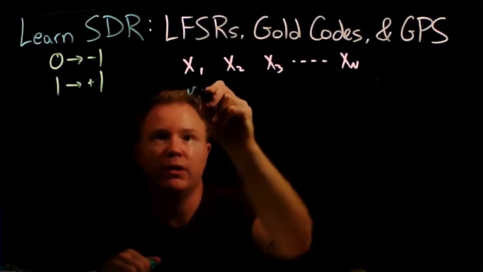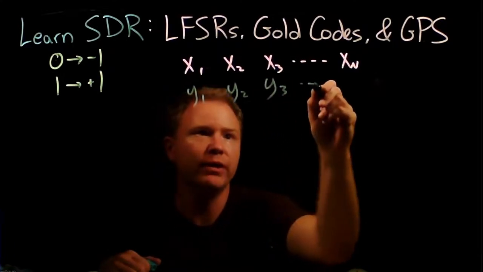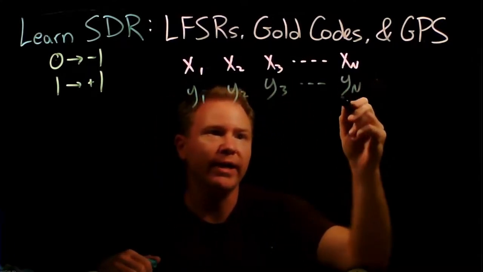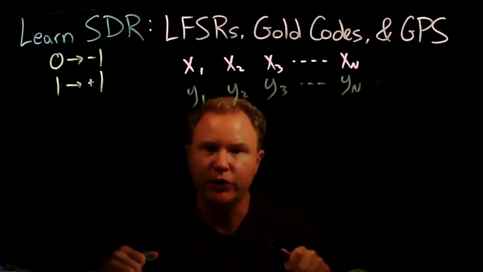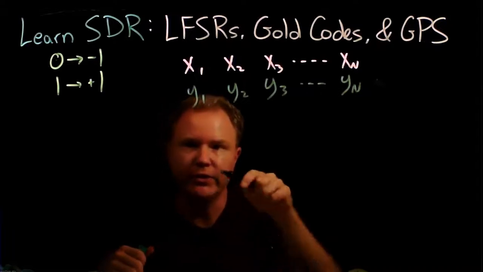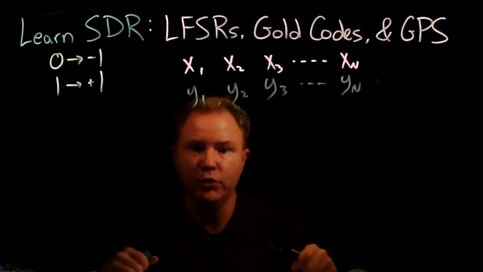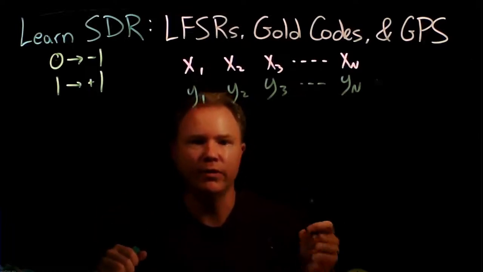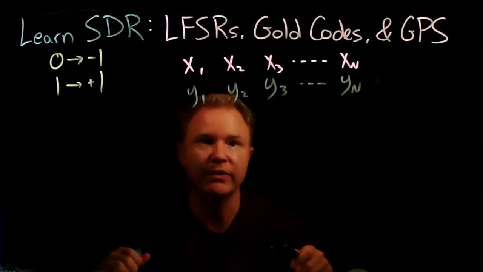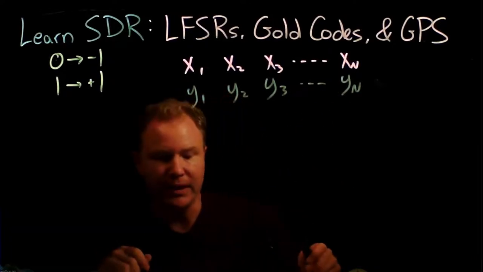And you have Y1, Y2, Y3, all the way up to Yn. And for us, n is always going to be the number of items in the sequence. So we had a 3-bit register. That means that there were 2 to the 3, or 8, possible states. The all zero state is not allowed, so there's 7 states. So for us, we're going to correlate 7 things.